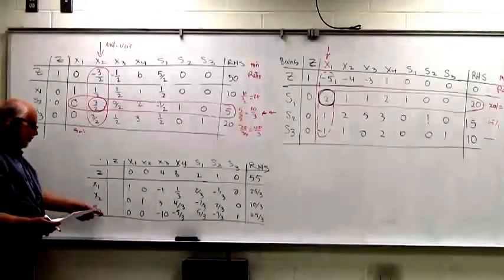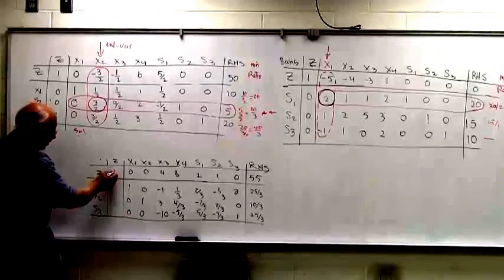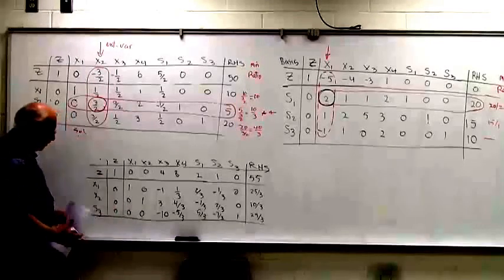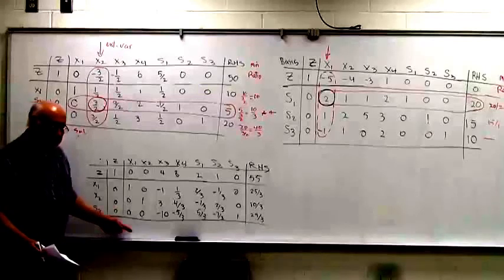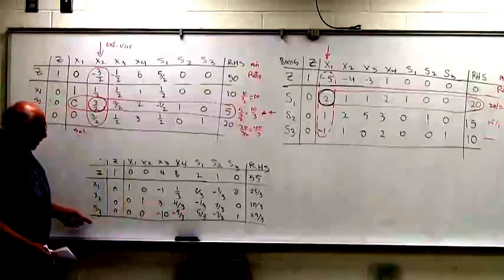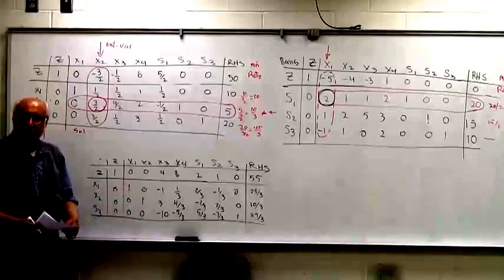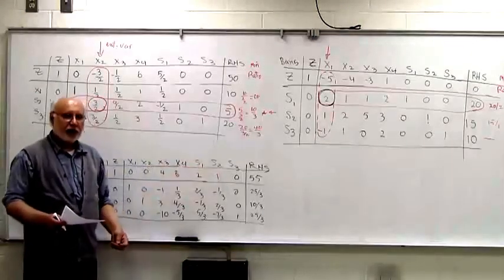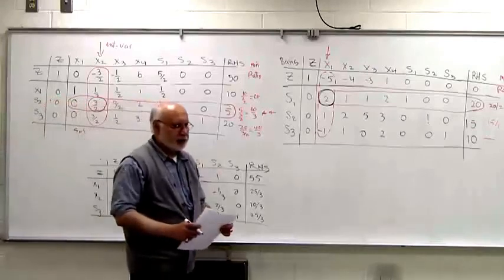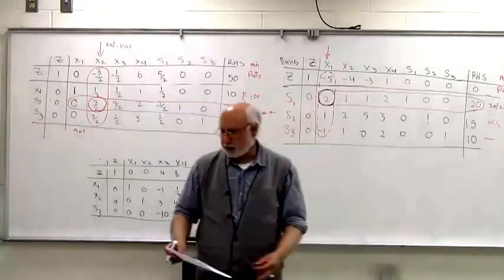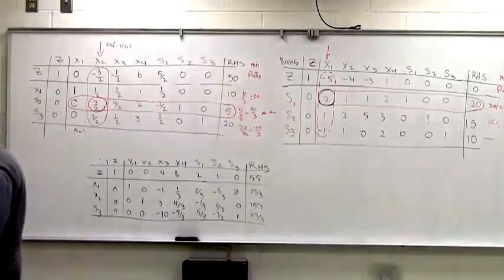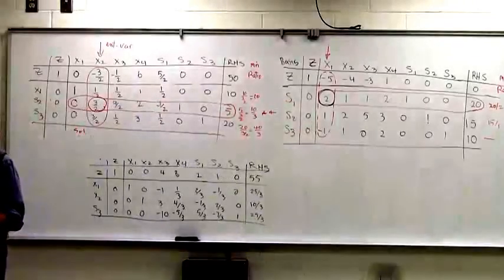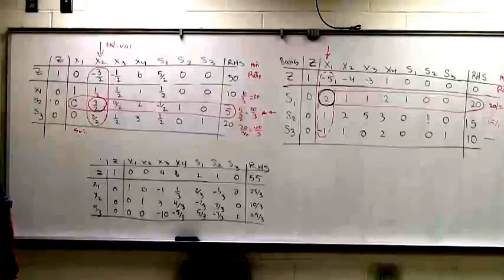Underneath that, we will say this is the solution. This is the solution values that we have, and it is optimal because there is no negative number in here. And that's how you solve a linear programming problem using the simplex method.